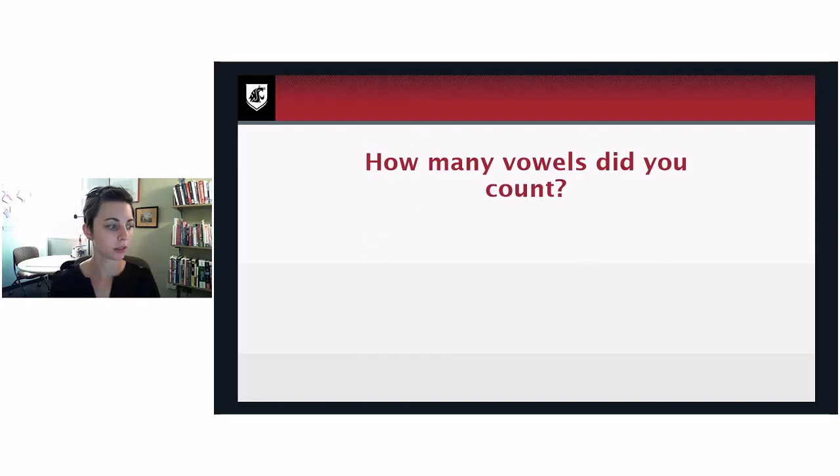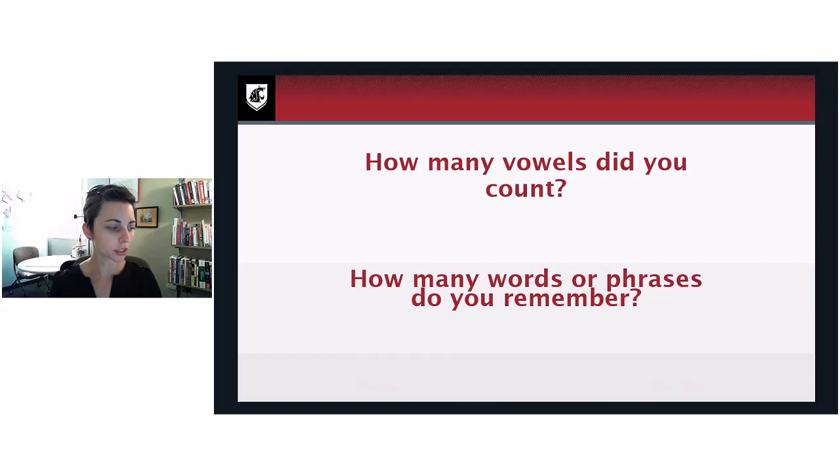Okay, now jot down how many vowels you counted. Now you would guess that I would next tell you how many vowels there were in that slide, and you'd see how accurate you were. But that's not what I'm going to do. Instead, I am going to ask you, how many words do you remember from that slide? So go ahead and take the next 20 seconds and jot down as many words as you can remember from that slide.